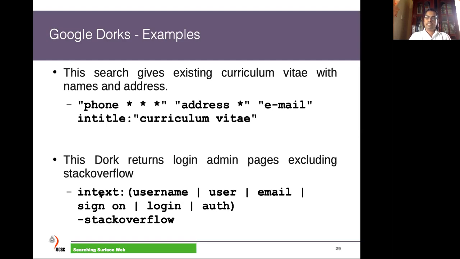In case you want to exclude some pages from some websites, like maybe if you don't want the scripts, you say minus Stack Overflow. Then it returns pages not from Stack Overflow, but from the rest of the documents.